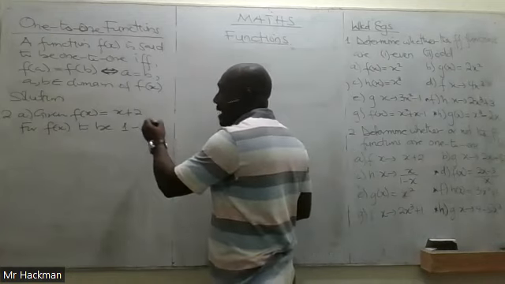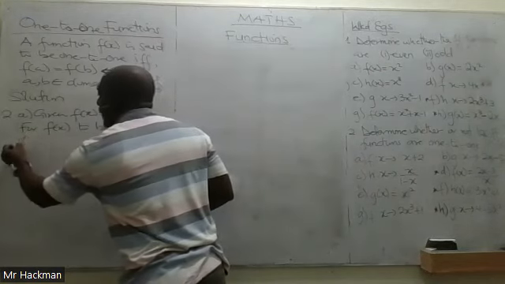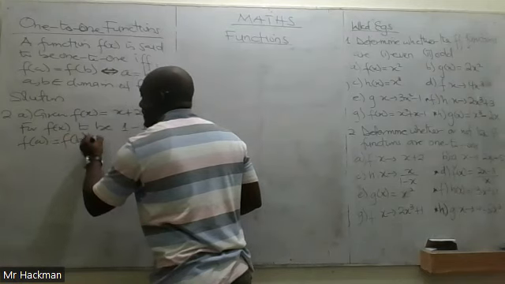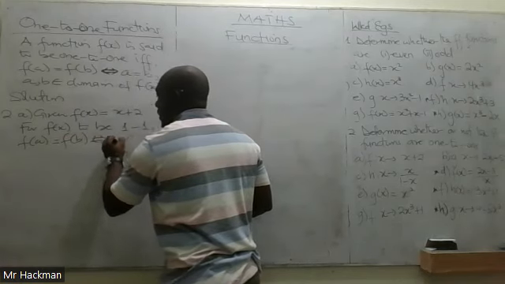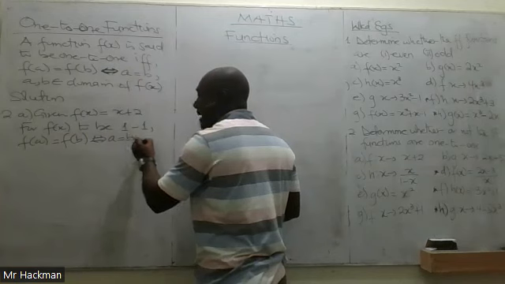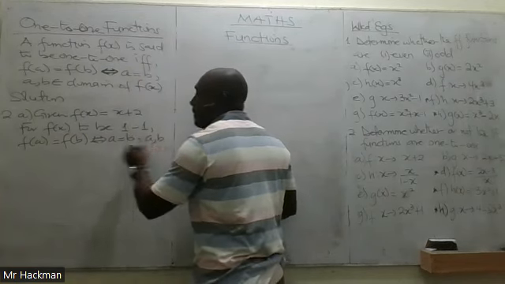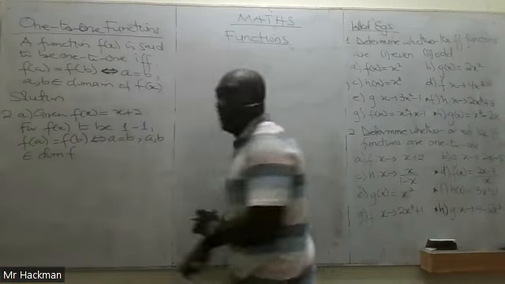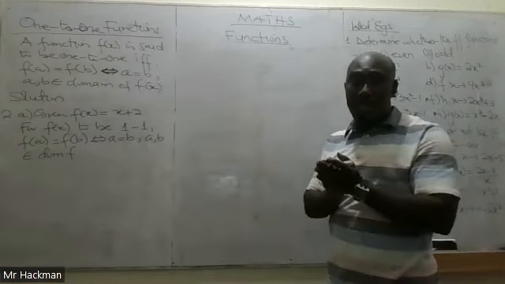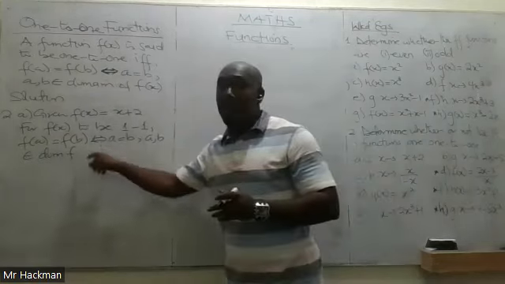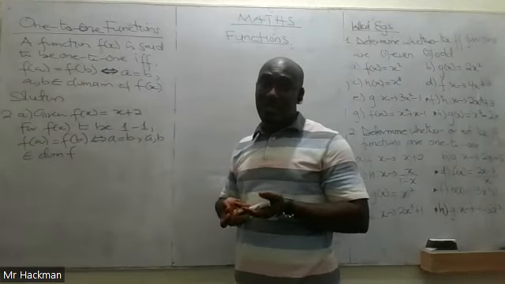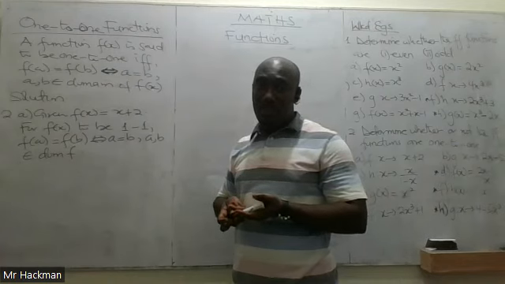So what do I do? One-to-one: my f of A should be equal to f of B, implying that A is equal to B. But I don't end there, comma. My A, B must belong to the domain of f, or domain of f of x, but you can choose not to bring the f of x. f is the same as your function f of x. So please take note.